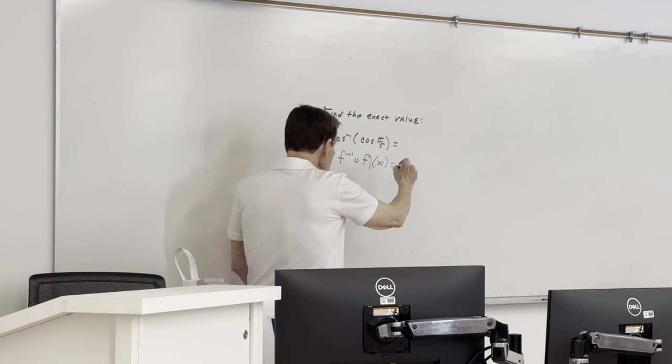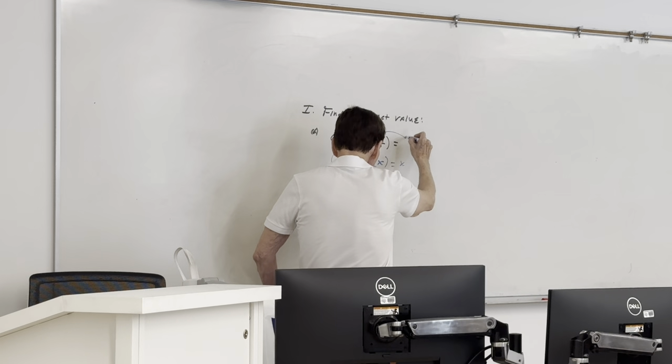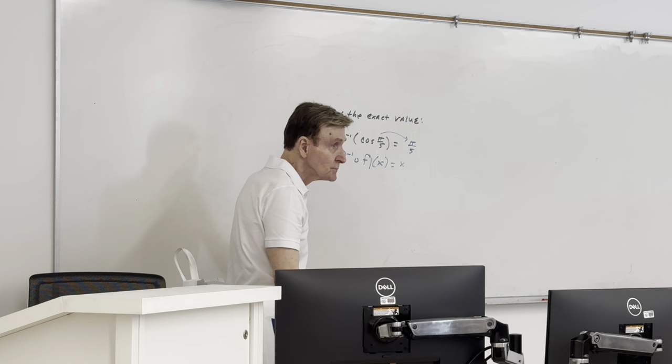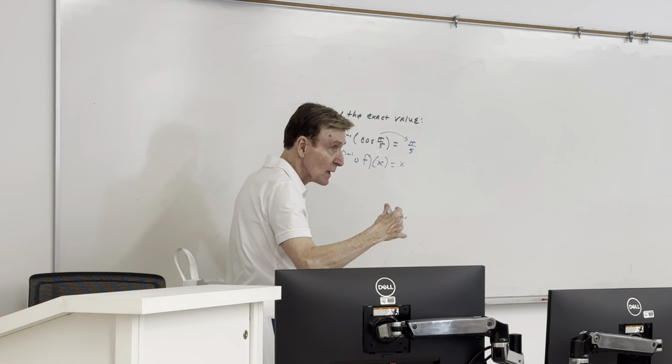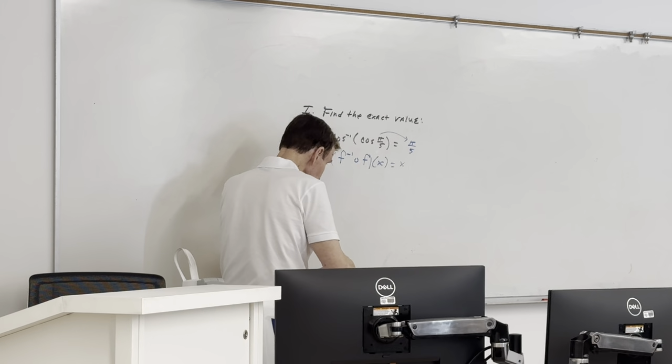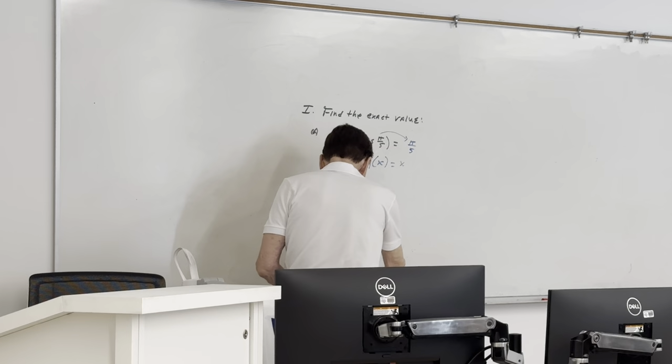So the answer should be, Neva, tell me what the answer should be. Pi over 5. Fine, you're done. That's what inverse cosine does for cosine. I'll try another one with you. Neva, since you helped me so much on that one, let's try another one.